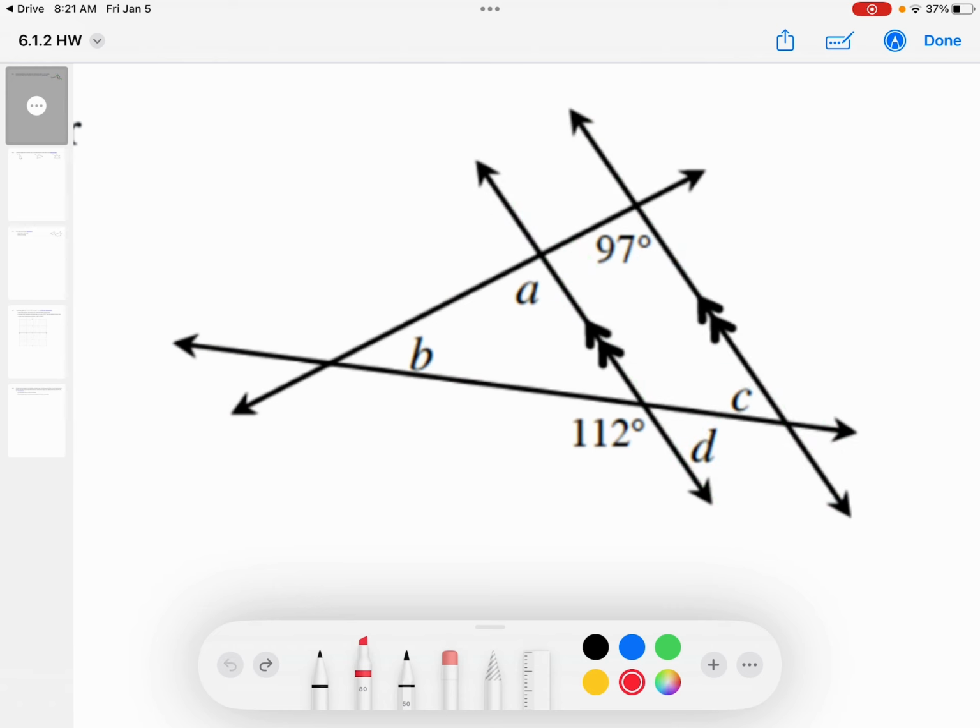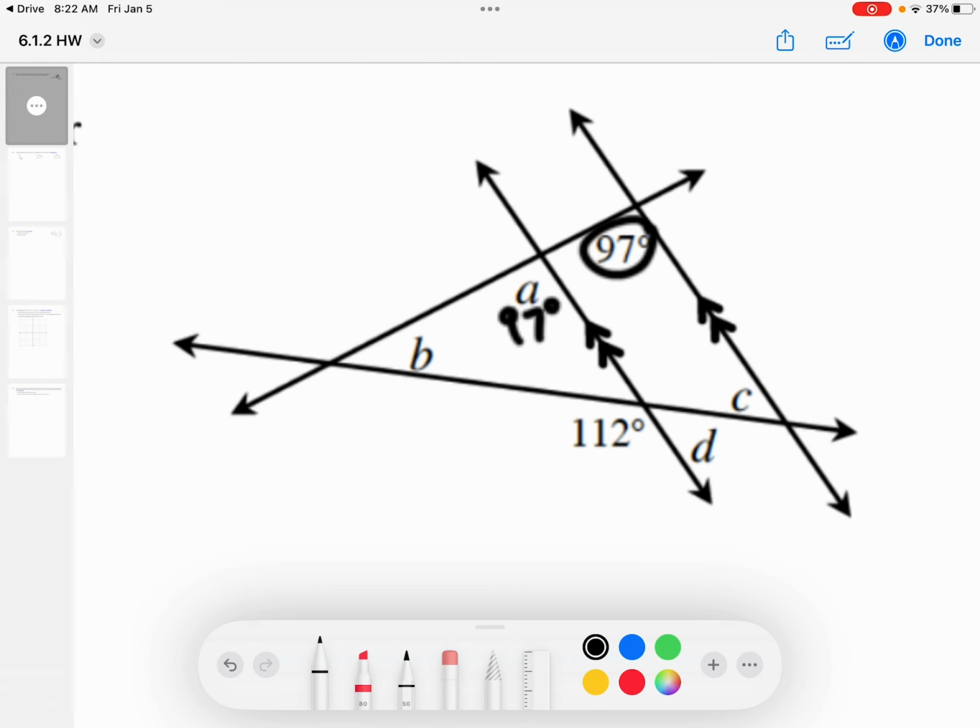Let's start by looking at this angle, 97 degrees. I'm just looking at A here. What is the relationship of A to 97? Well, if I dragged this 97 down the transversal, A would be in the corresponding position. So A is going to be congruent to 97 degrees because those two lines are parallel.